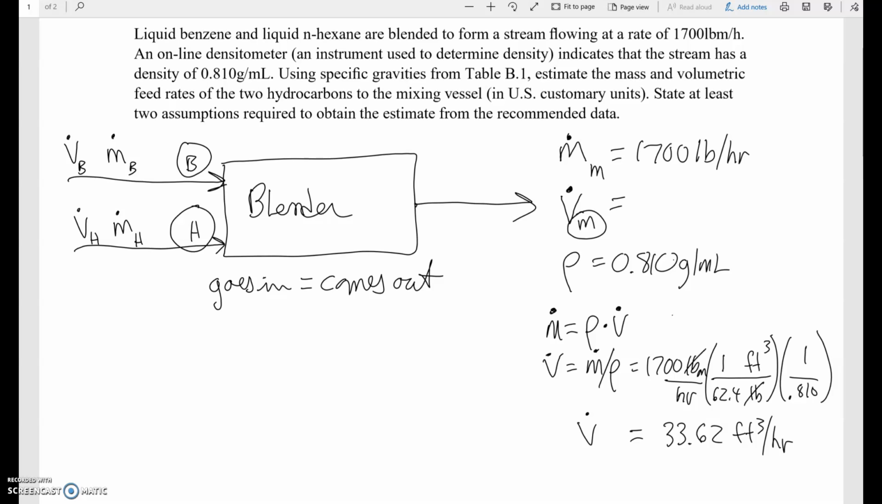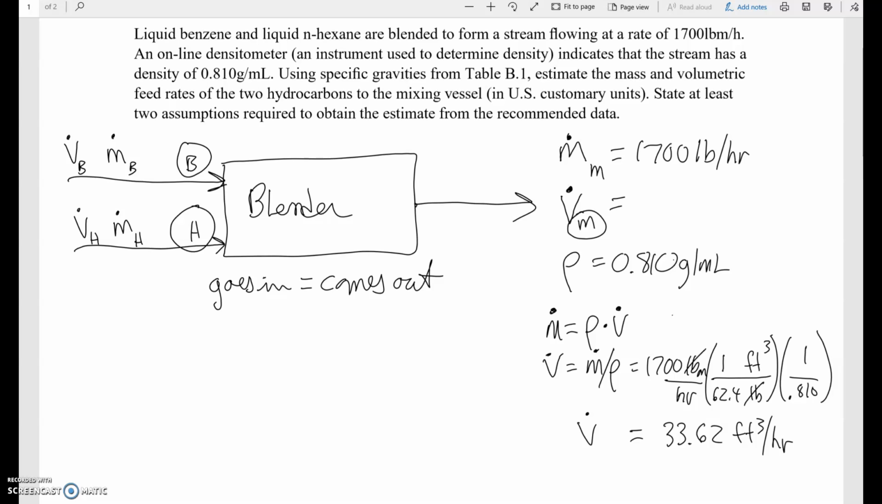There's 1,700 pounds mass per hour given to us in the problem, and I need to divide that by the density. So I'm multiplying by the reciprocal of the density, which is the same thing. And I'm doing that because when I do that, I can get my pounds mass to cancel here in the numerator and here in the denominator. And I'm multiplying by the specific gravity, which is just a multiplier of the densities. So now when I look at my units, I have cubic feet in the numerator and hours in the denominator. So I'm going to get cubic feet per hour.